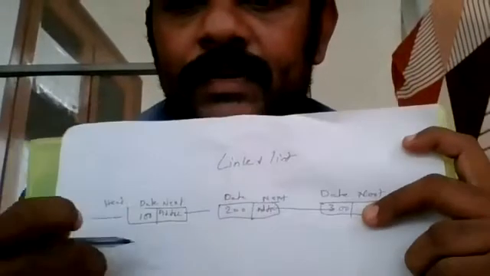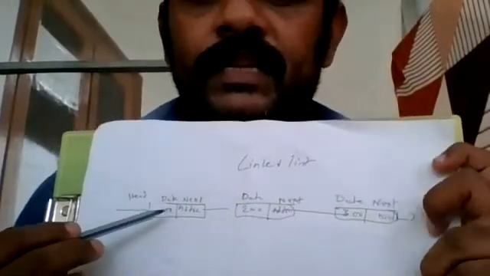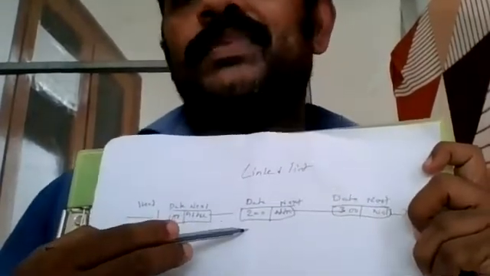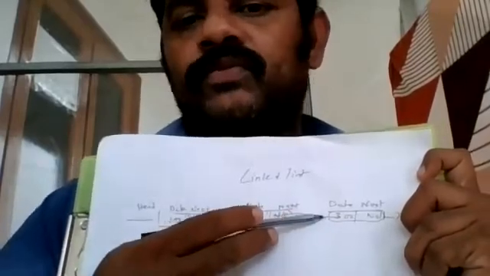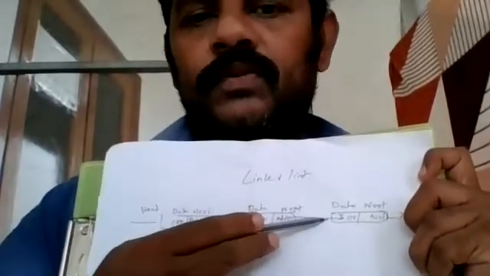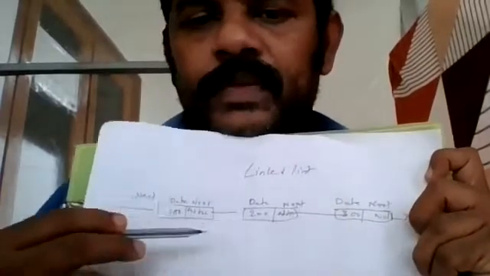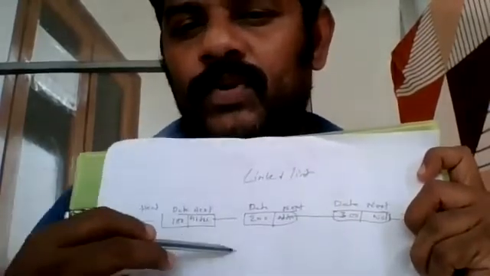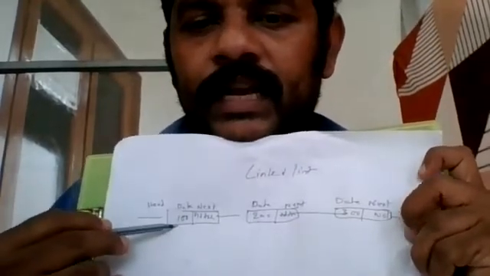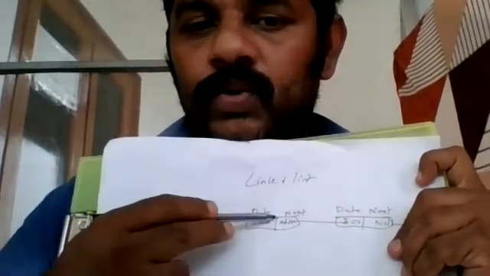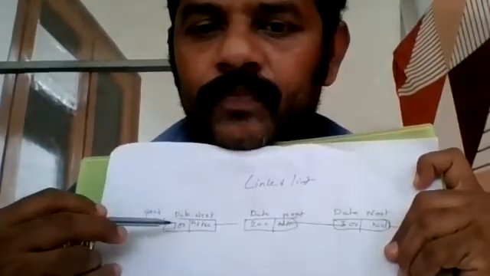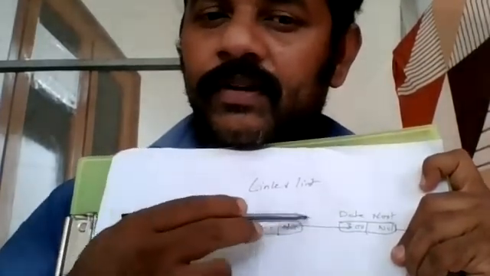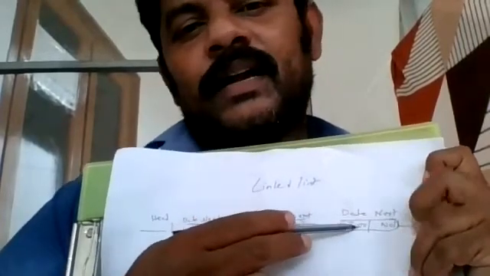In this linked list example, there are three elements: 100, 200, and 300. 100 is at A of 0, 200 at A of 1, and 300 at A of 2. These three elements are connected one to another. Here 100 is connected to 200 and 200 is connected to 300. One element holds the address of another element.